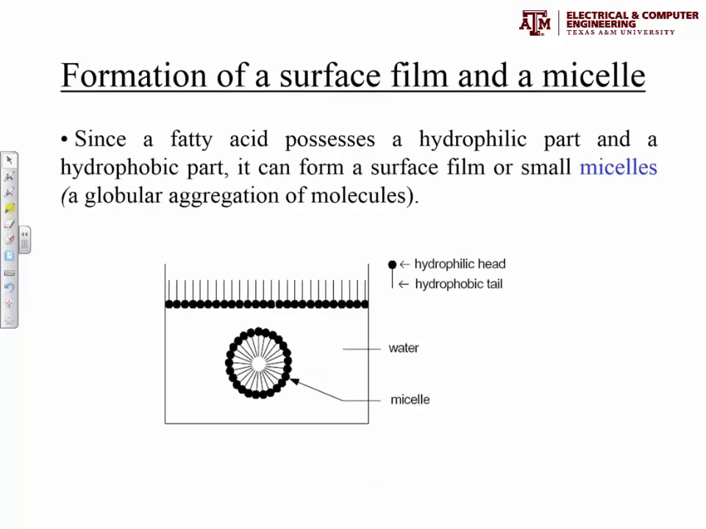And this is something that we already discussed: how a fatty acid can be used to form a surface film and a micelle. Since a fatty acid possesses a hydrophilic part and a hydrophobic part, it's an amphipathic molecule, and it can form a surface film or small micelles. So if you put water and just scatter some fatty acid, the part that loves water will stay in contact with the water, and the part that hates water will stay away from it, and you will have a film like this. This is what happens when you try to mix oil and water. The oil is on top and it stays like this.